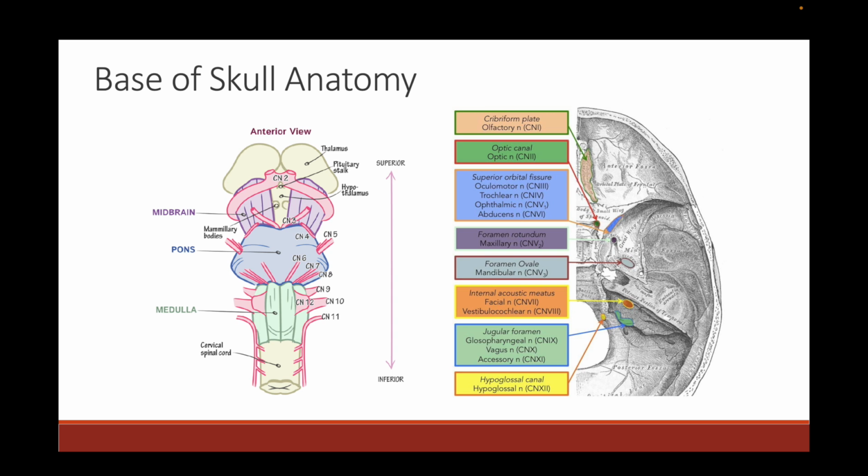And remember, cranial nerve 1, or the olfactory nerve, exits through the cribriform plate anteriorly. Cranial nerve 2, or the optic nerve, exits through the optic canal. Cranial nerves 3, 4, V1, so the first branch of cranial nerve 5, and cranial nerve 6, those 4 nerves together exit through the superior orbital fissure. Cranial nerve V2 exits through the foramen rotundum, and cranial nerve V3 exits through the foramen ovale.